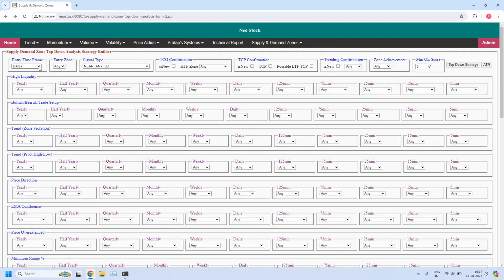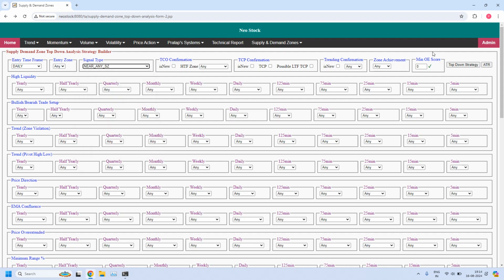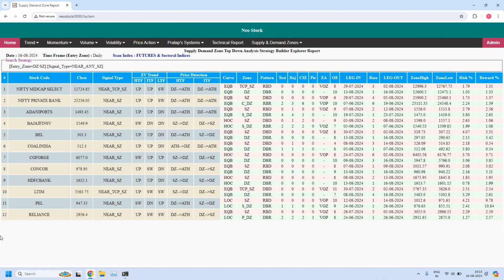The next report for daily time frame, let us find the stocks near daily supply zone. 12 stocks are filtered near to the daily supply zone. The first one is a NIFTY Mid Cap Select. NIFTY Mid Cap Select is a part of the F&O list. So you can focus on this trade. This is a high liquidity supply zone.